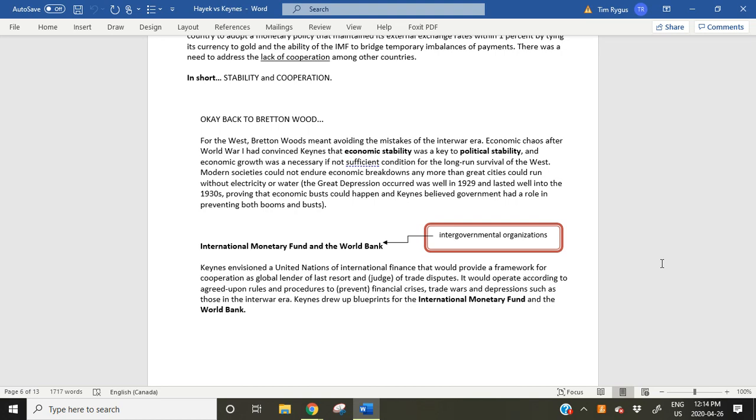So we see a couple of organizations come out of this. Two of the important ones are the International Monetary Fund and the World Bank. Again, these are intergovernmental organizations, not NGOs. The IMF and the World Bank, or the WB, are represented by governments. So it's governments working together. Keynes envisioned a United Nations of international finance that would provide a framework for cooperation, as global lender of last resort and judge of trade disputes. They'd operate with rules and procedures to try to prevent financial crises, trade wars, and depressions such as those in the interwar era.